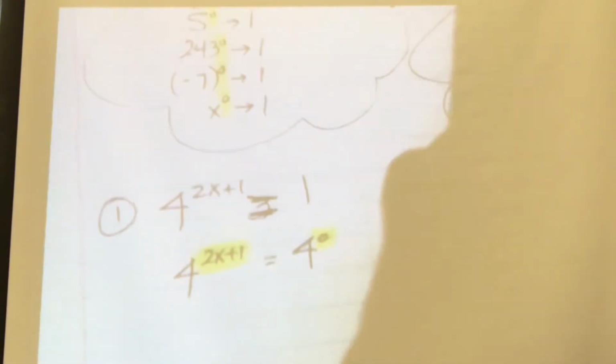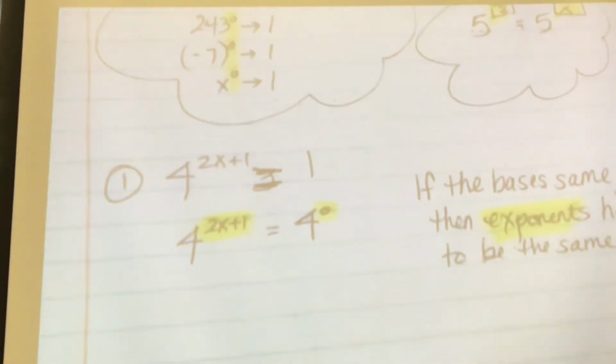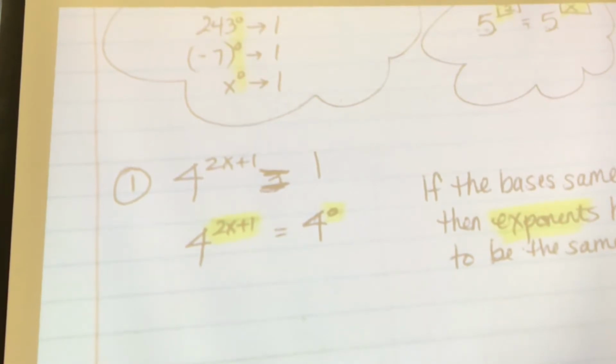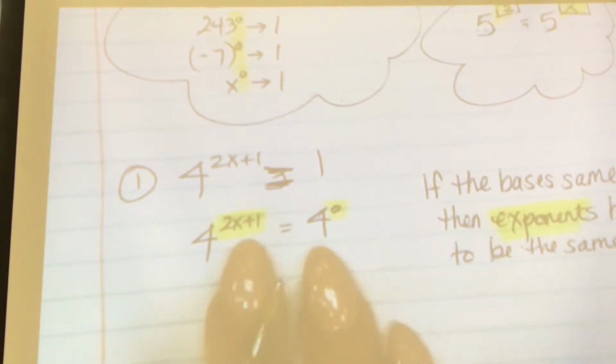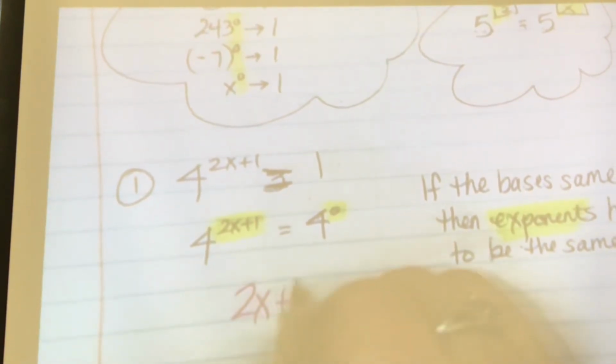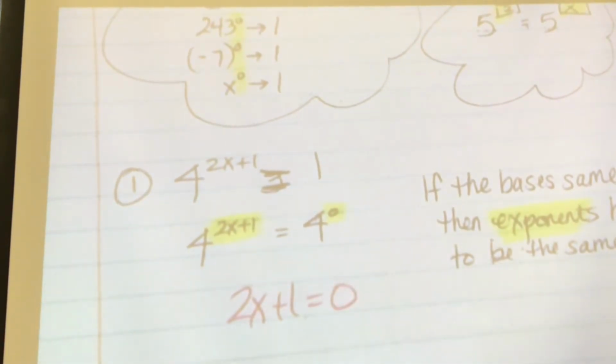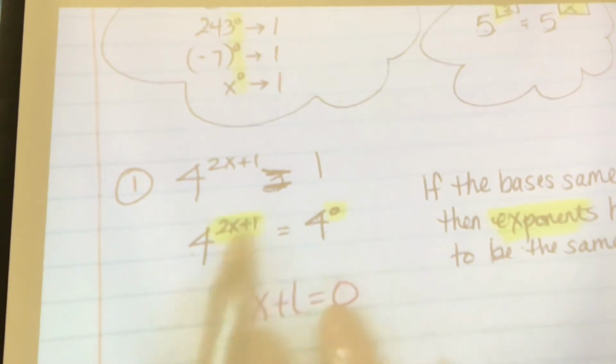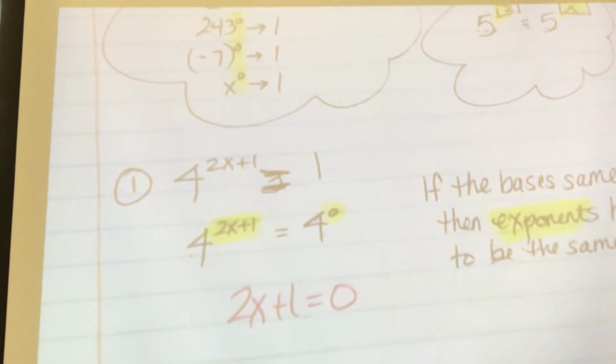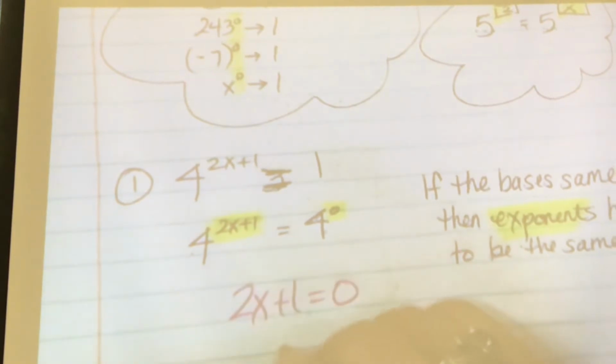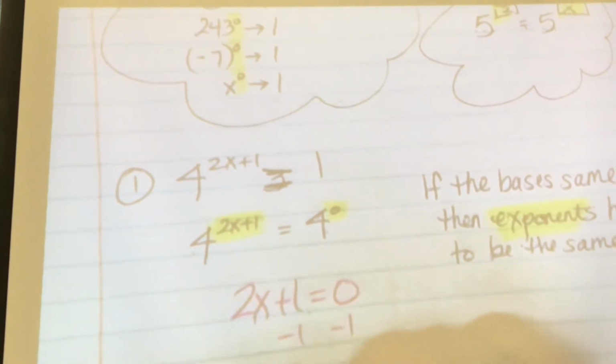So now all we have to do is solve by setting the exponents equal to each other. So I'm just going to take this 2x plus 1 and set it equal to 0. Because Jose told us since the bases are the same, that means the exponents are the same. So now you're going to solve for x. You're going to subtract 1 on both sides. So 2x equals negative 1. Divide by 2. x equals negative 1/2.